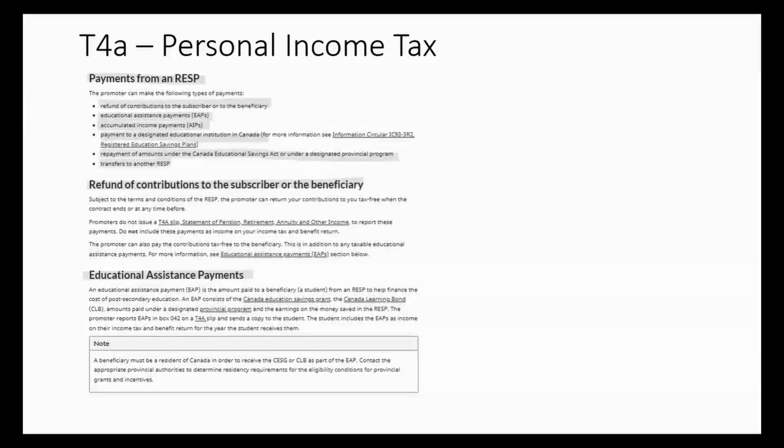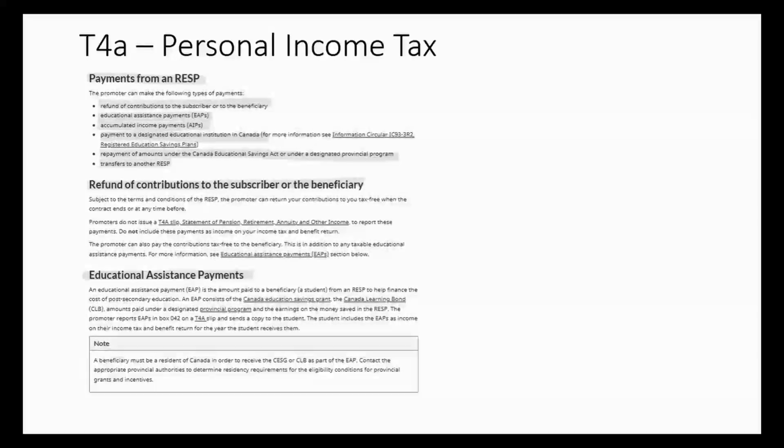Okay, EAP, this is the amount paid to a beneficiary, a student from an RESP, to help finance the cost of post-secondary education. And EAP consists of Canada Education Savings Grant, the Canada Learning Bond, CLB, amounts paid under a designated provincial program, and the earnings on the money saved in the RESP. Okay, the promoter reports EAPs in box 42 of a T4A slip and sends only a copy to the student. The student includes the EAPs as income on their income tax and benefit return for the year the student received them.